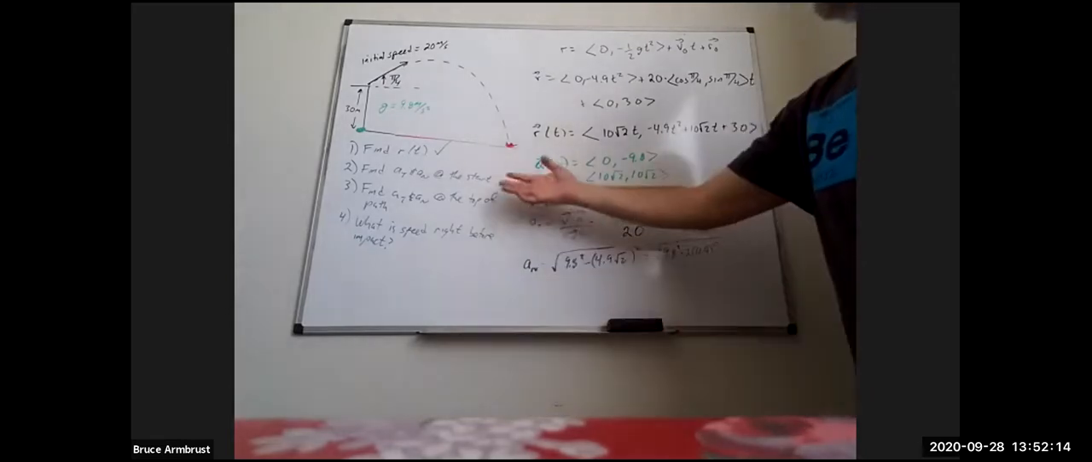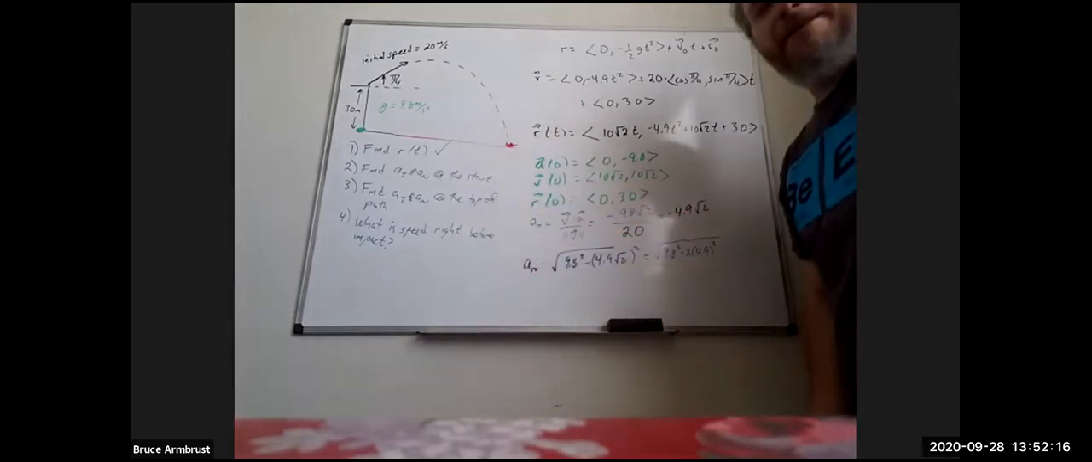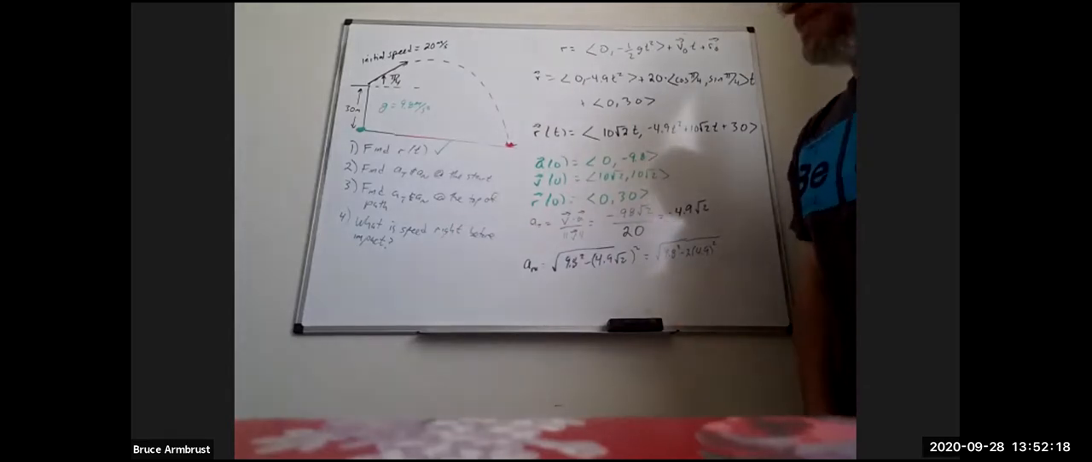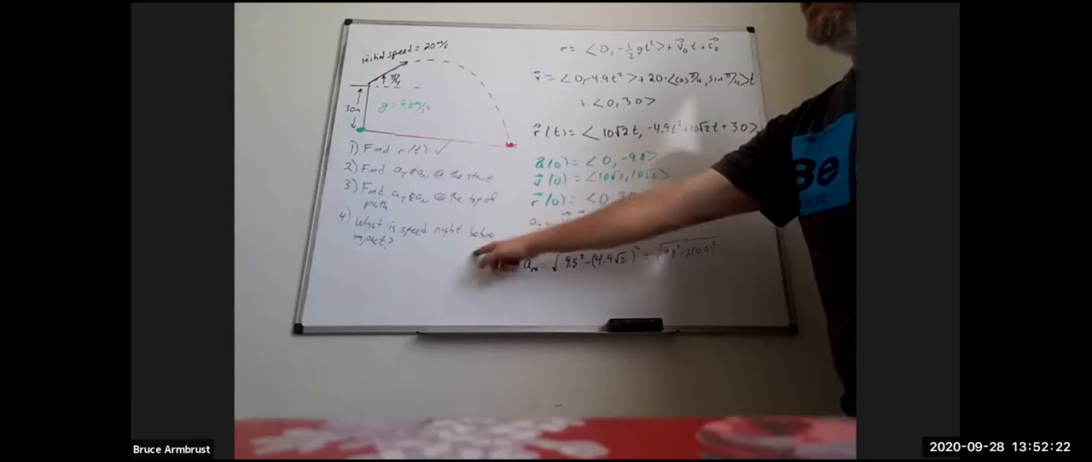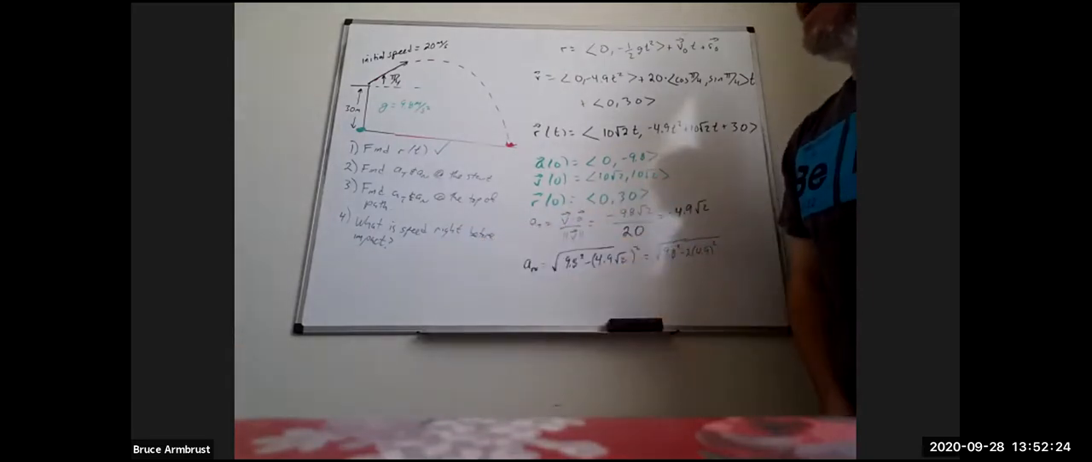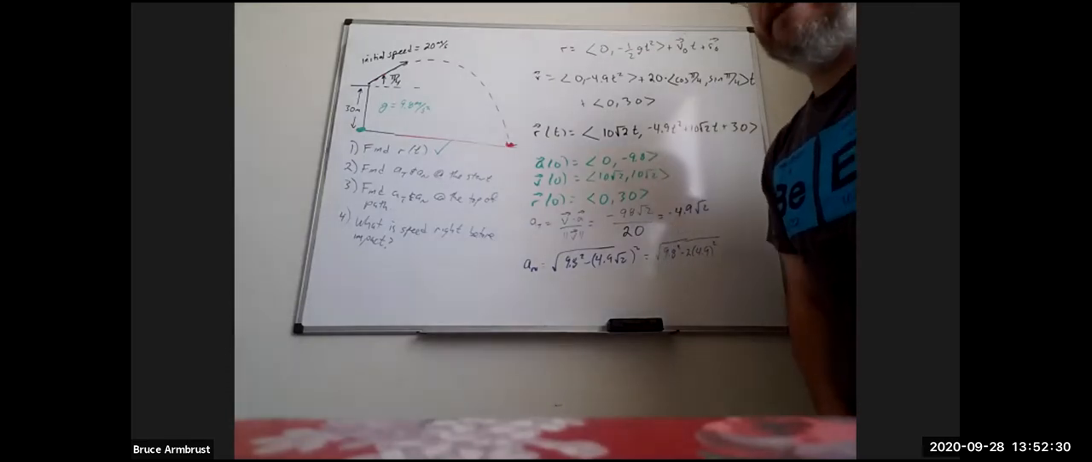Honestly, I think I'm just going to talk you through the other bits because I'm getting bored with this. And now we'll do the third one, and then we'll talk through the top, or number 4. So how do we find out a sub t and a sub n when we're at the top of the path?